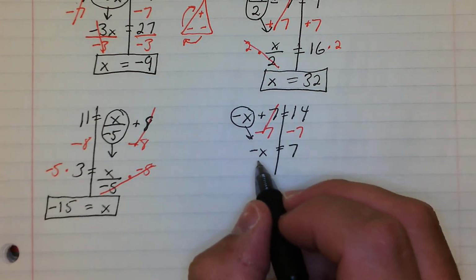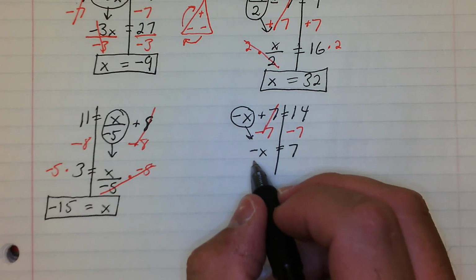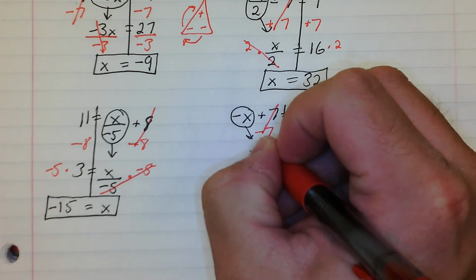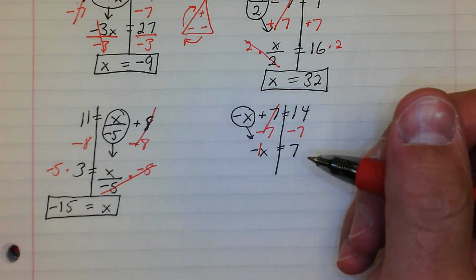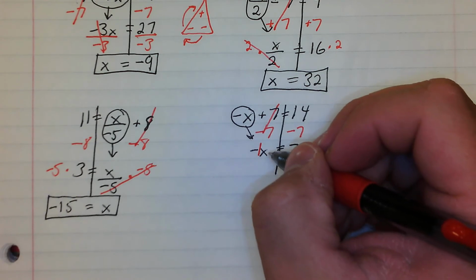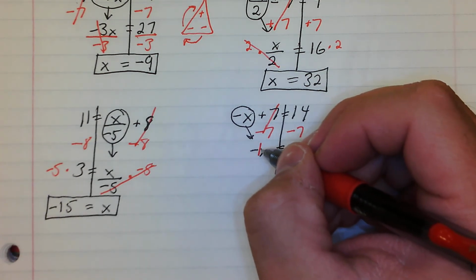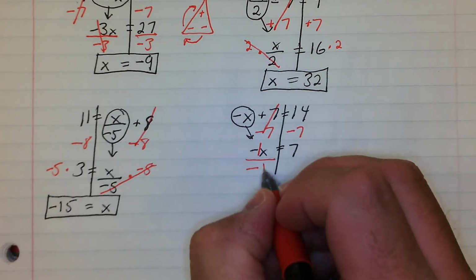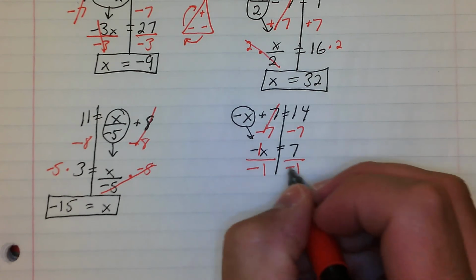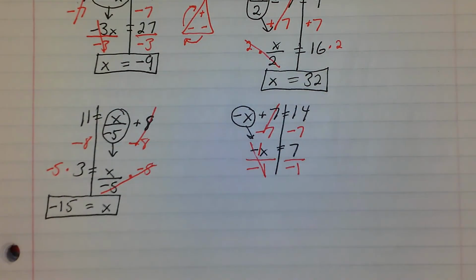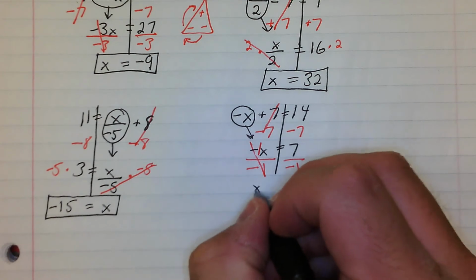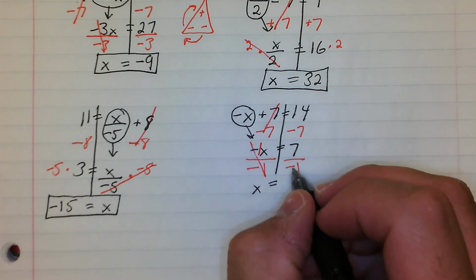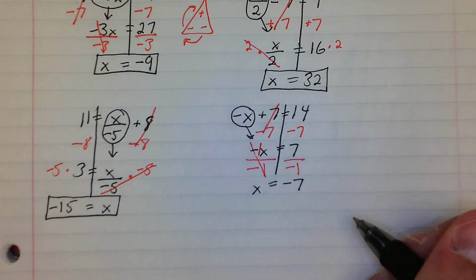I cannot have a negative variable. So to get rid of the negative variable, remember, there is still an invisible 1 in front of that x. So this is actually negative 1 times x. So to get rid of the negative sign in front, I have to divide by negative 1 on both sides to get rid of the negative 1 in front of the x. That way I now have a positive 1x. And on the right hand side I have 7 divided by negative 1, which would be negative 7.